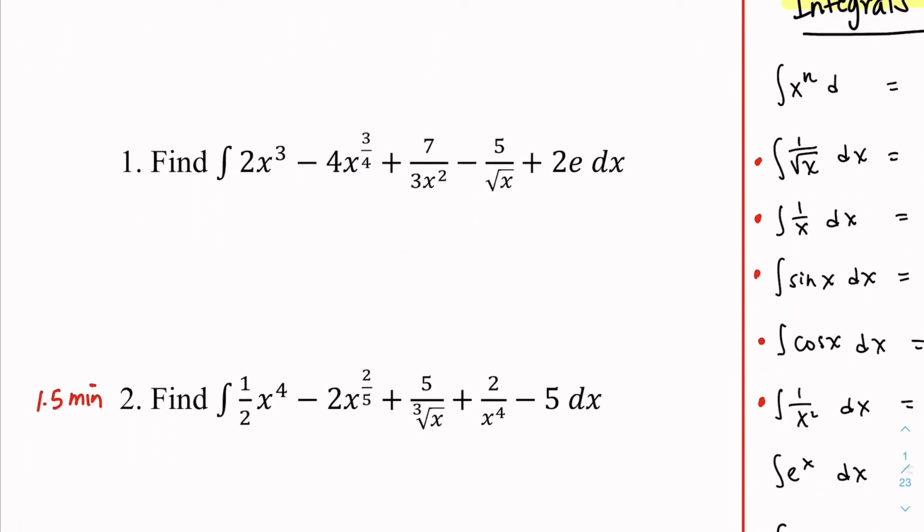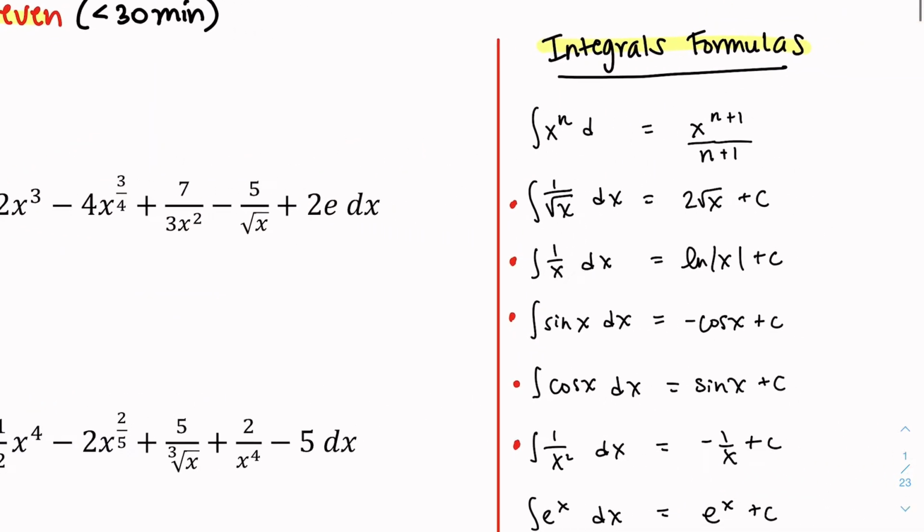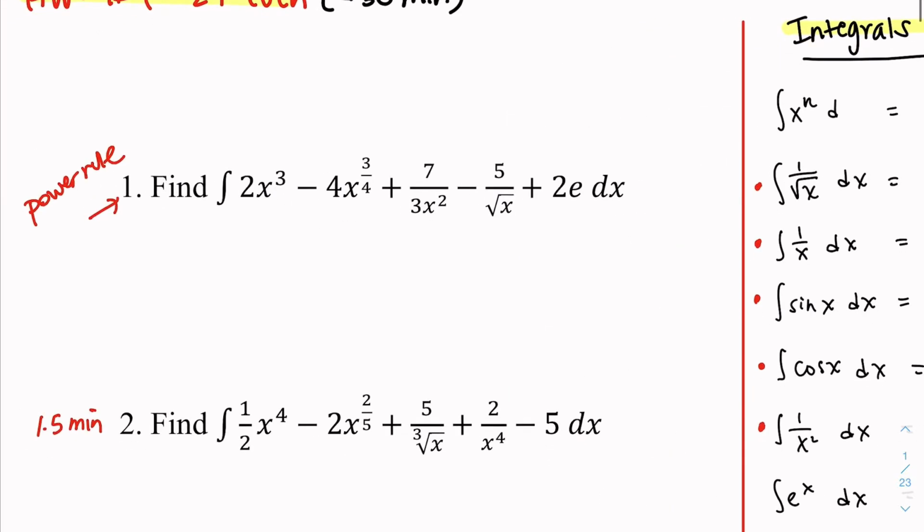So let's get started. For number one, I'm going to use the power rule, which simply says to take the exponent, add 1 to it, and then divide by your new upgraded exponent. So that's what we're going to do with the first term and all those that follow. This will become 2x to the power of 4 over 4. I'm copying down the constant minus 4.